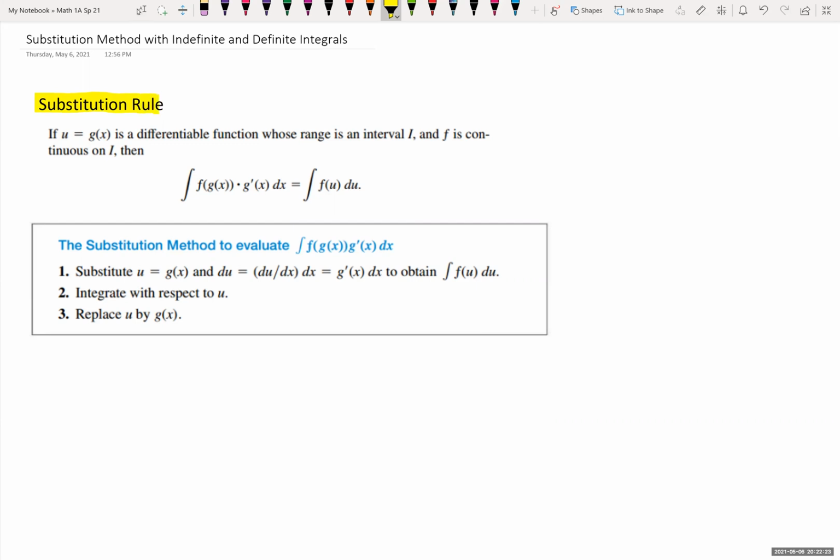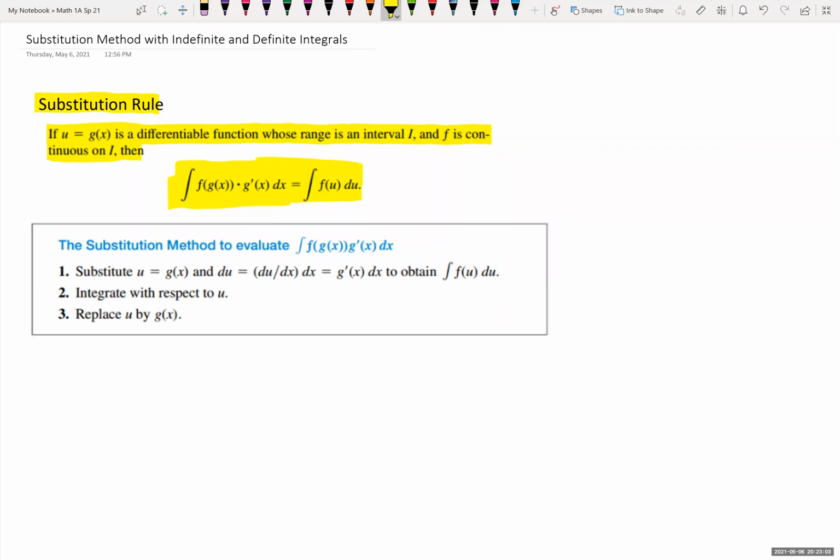And usually we use u for the variable that we're going to substitute. So if we have u is equal to g of x, a differentiable function whose range is an interval I, and f is continuous on I, then we can say that the integral, if we have a composition of a function, f of g of x times g prime of x, would be equal to the same thing as the integral of f of u du.